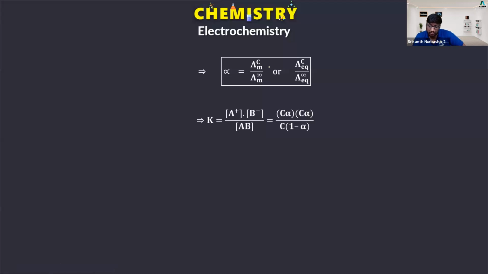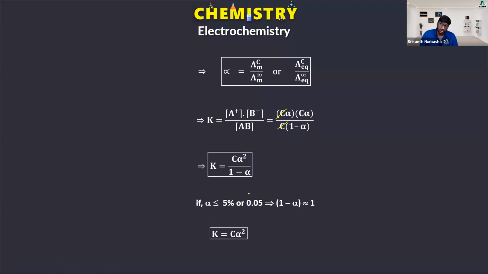Alpha is equal to molar conductance at any concentration by molar conductance at infinite dilution. From there you can write K is equal to C alpha into C alpha by C into 1 minus alpha. So you can write K is equal to C alpha square by 1 minus alpha. You can also write, if alpha is less than 5% or 0.05, then 1 minus alpha you can approximate to 1. So K is equal to C alpha square. From K is equal to C alpha square, you get the equation K is equal to C into molar conductance at any concentration by molar conductance at infinite dilution whole square.